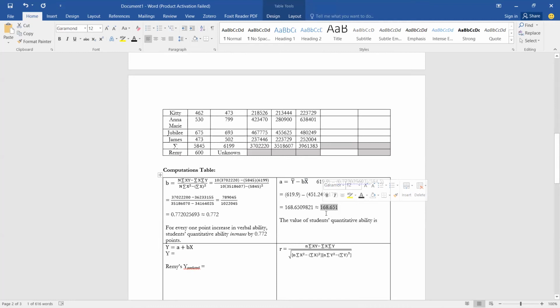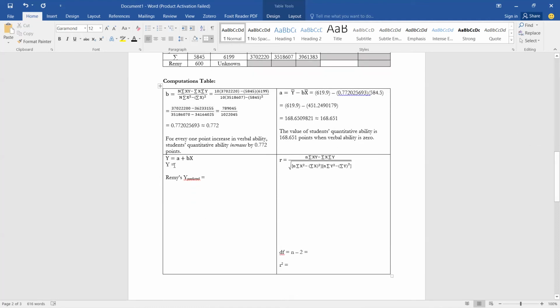And what again is A or your regression constant? Ito yung interpretation niya. It is the value of y when x is 0. It's your baseline amount. So here we can say the baseline score for quantitative ability, if we do not know verbal ability, is 168.651. So the value of students' quantitative ability is 168.651 points when verbal ability is 0. So with that, we now have the elements of our equation and we just plug it in here.